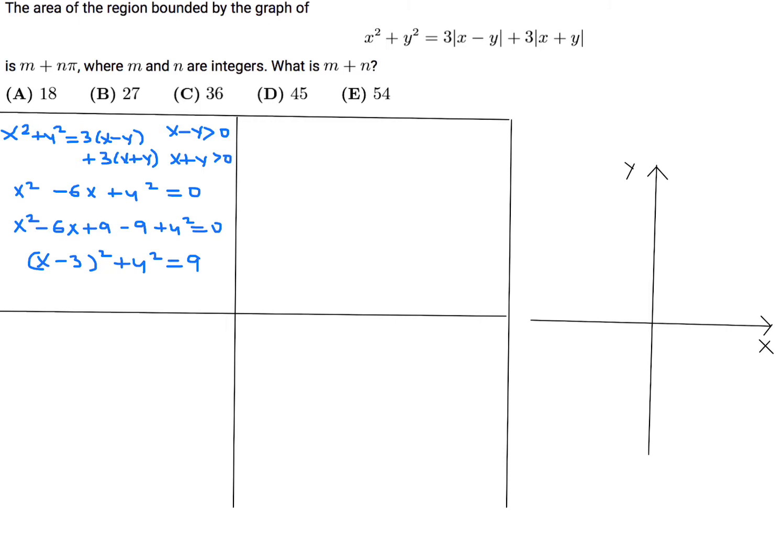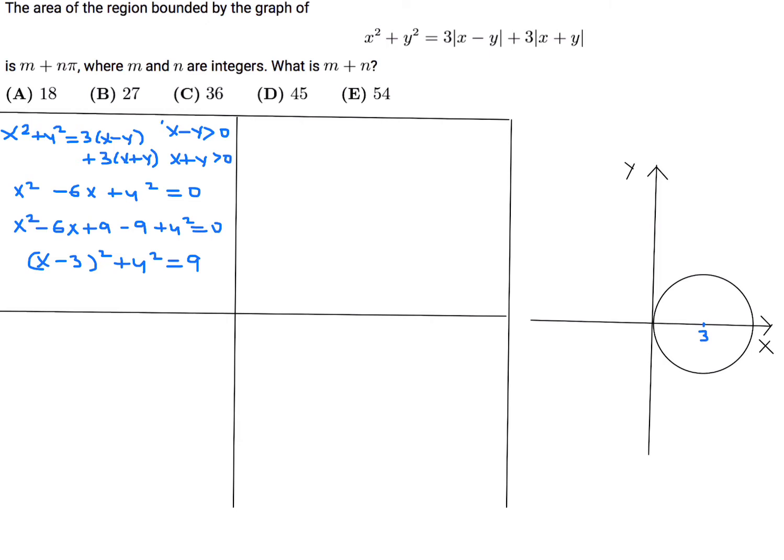So this is a circle, with center (3, 0) and a radius of 3. So something like that, and this is the center at 3. That's basically what you're going to do.